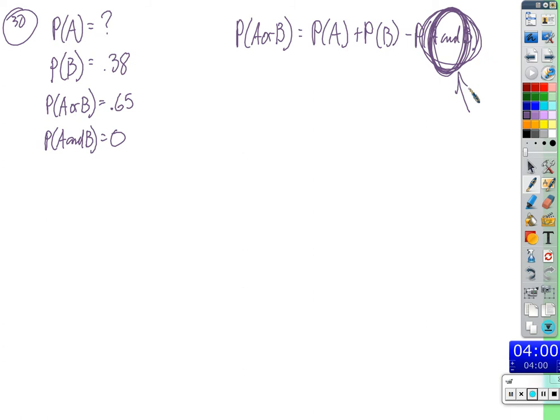When the probability of A and B is zero, we call it disjoint. So that's the answer to one part of the question. Is it disjoint or overlapping? It's disjoint. That's the definition of disjoint: the probability of A and B is zero.